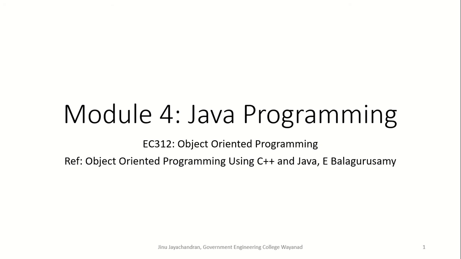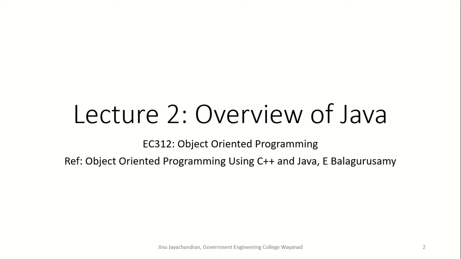Hi everyone. So we will be continuing with our module for Java programming, and this is for the course EC312 Object Oriented Programming. So we'll be referring to the textbook Object Oriented Programming using CPP and Java by E. Balaguruswamy. So this is lecture 2. So we'll be giving a bit more overview of Java.